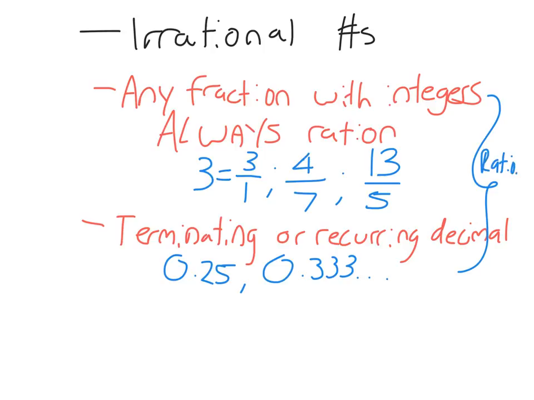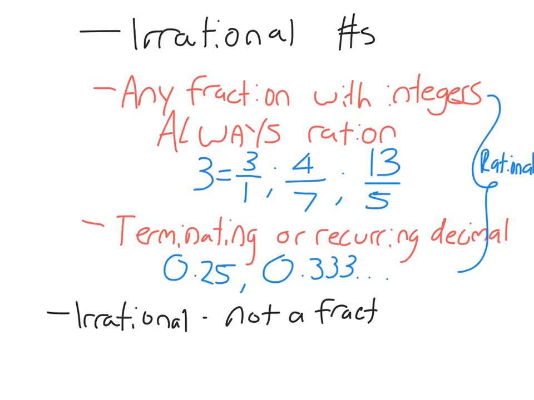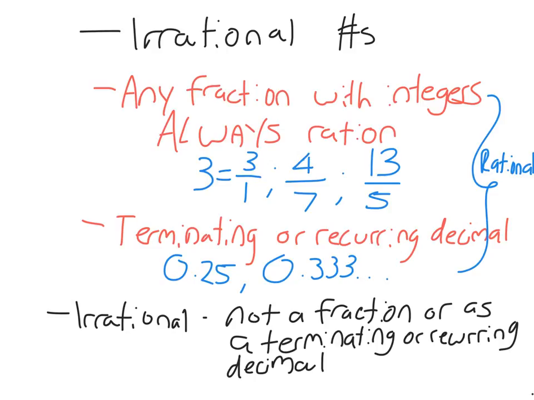So how do you know an irrational number? It doesn't have this. An irrational number means it's none of the above. So you can't write it as a fraction with integers, nor can you write it as a terminating or recurring decimal. Most of the numbers you know of are rational numbers. So irrational numbers are like pi. We looked at pi a little bit, and you'll see more of that later in the year.